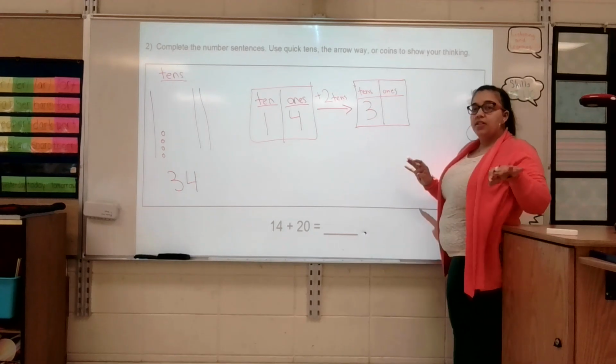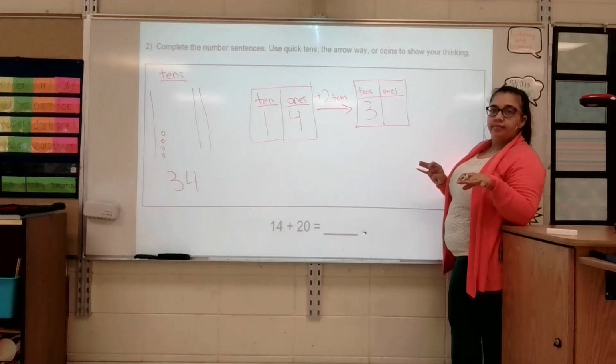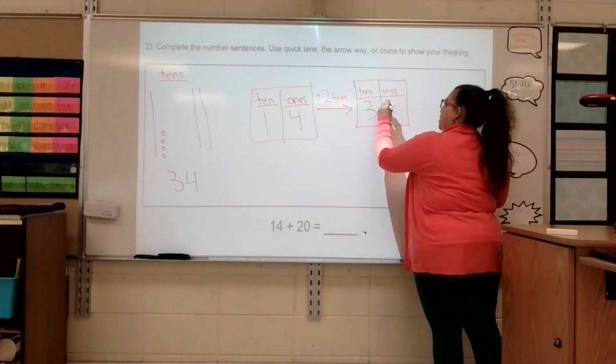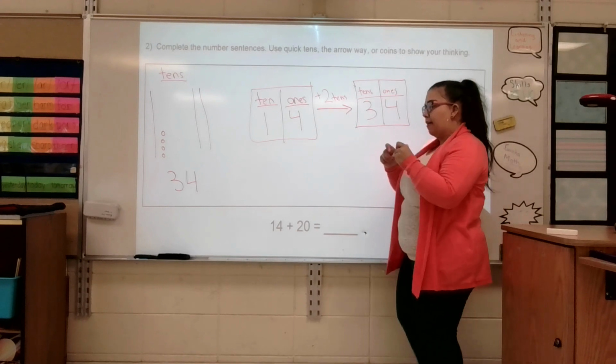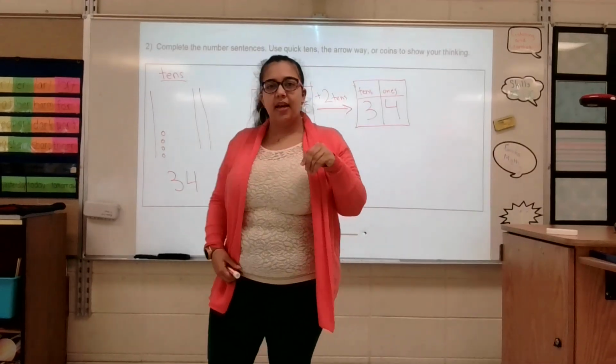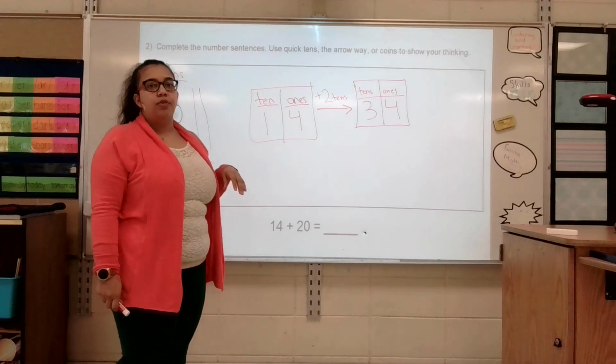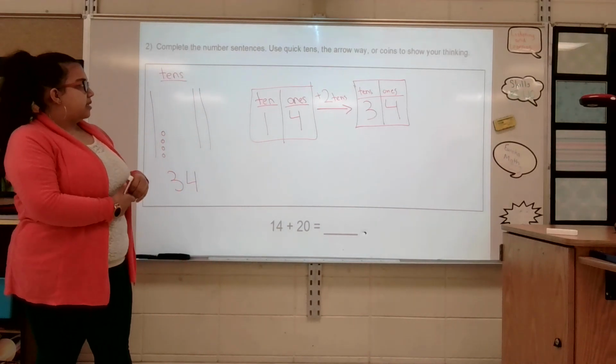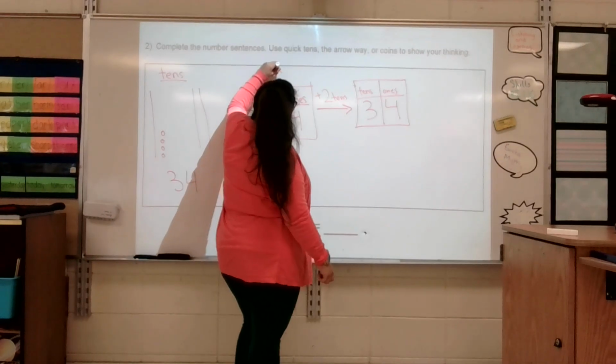Did I do anything to the ones? I didn't do anything. The ones stayed the same. I'm only adding groups of 10. Also exactly what I did with the cubes in my hand. So this is the arrow way.